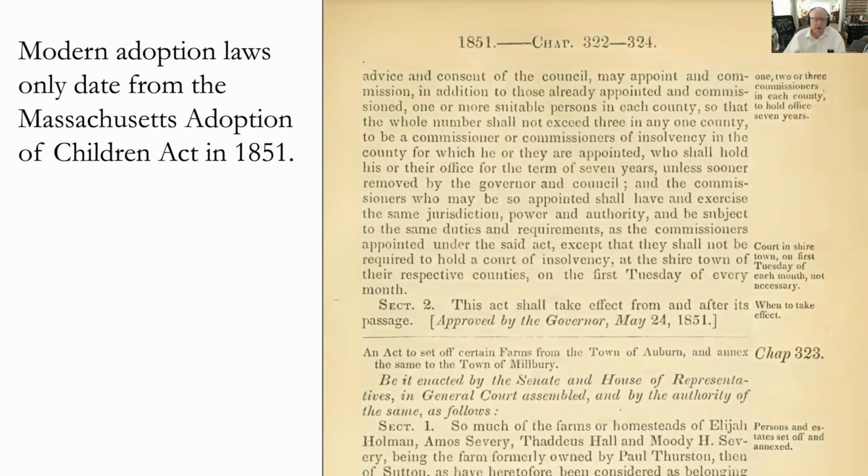So modern adoption laws date from the first state, the Massachusetts Adoption of Children Act in 1851. There's a copy of it. You can just look for that, Massachusetts Adoption of Children Act in 1851. And if you want to read the entire act, it would be helpful if you were doing research right around that time in Massachusetts, but probably a very narrow time frame there.